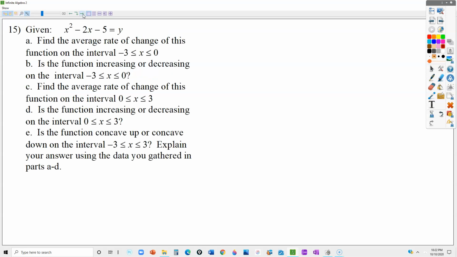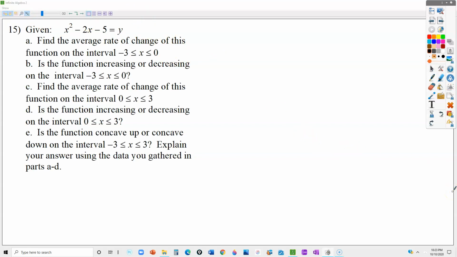All right, let's go ahead and take a look at number 15. Number 15 has quite a few things on it. It's asking us to find the average rate of change. Then they want us to know if it's increasing, decreasing, or neither, and so on. So we'll go ahead and just start with the first one and work our way through it. Let's do part A, average rate of change.